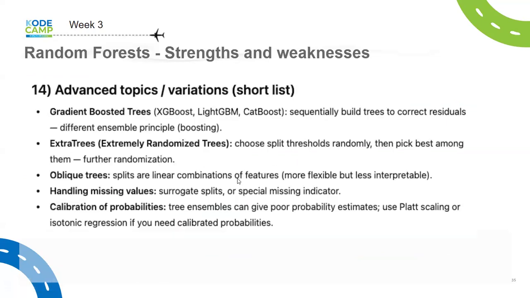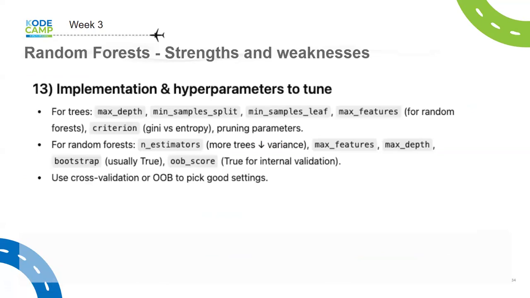So then the hyperparameters you can tune with decision trees: max_depth, min_samples_split, min_samples_leaf, max_features, the criterion, whether you're using Gini or entropy, and the number of estimators if it's a random forest, which is the number of trees, right? The more trees you have, the lower the variance. Maximum number of features, maximum depth, bootstrap, and OOB score, right?